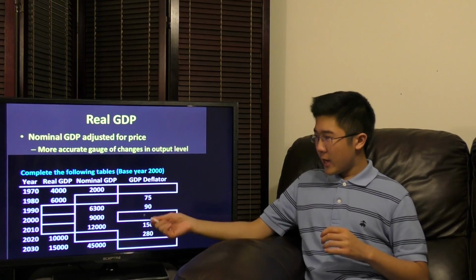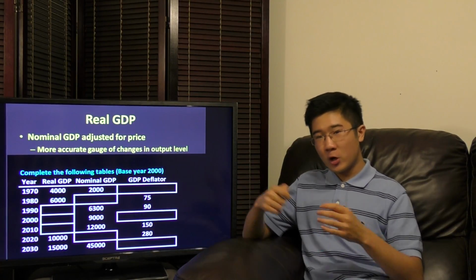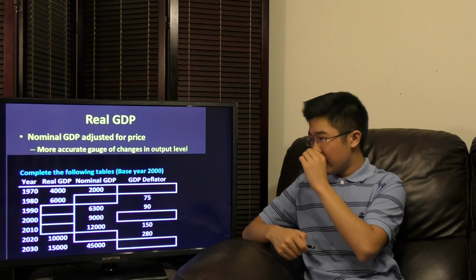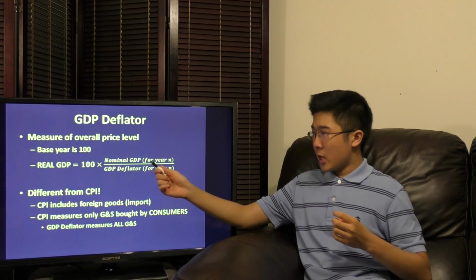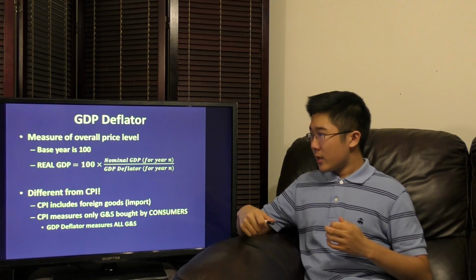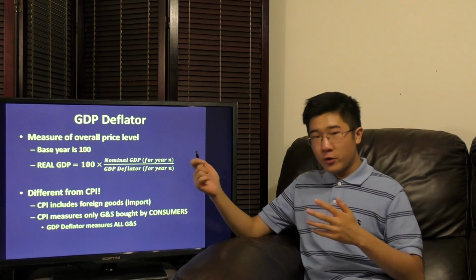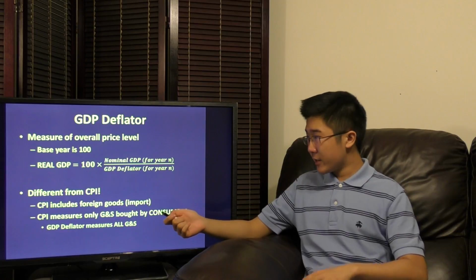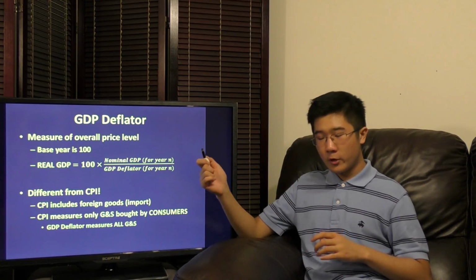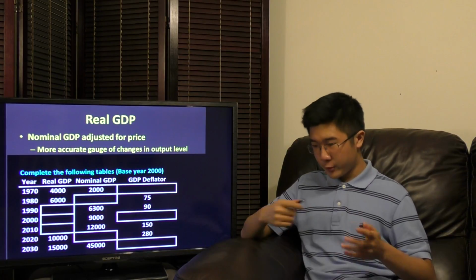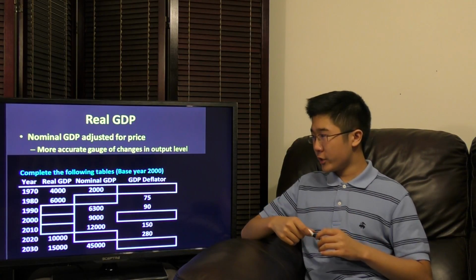Now, here we're going to do some quick exercises. We're going to leave some for you to do at home, and we're going to do a few as examples. Remember our original equation: real GDP equals 100 times nominal GDP over GDP deflator. This can be changed into whatever equation we want, depending on what we're trying to find. For instance, if we're trying to find the GDP deflator, it would be 100 times nominal GDP over real GDP. And we can manipulate that equation accordingly.